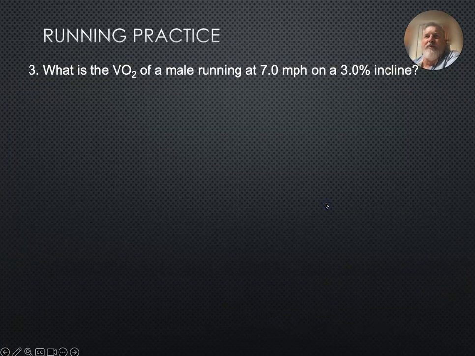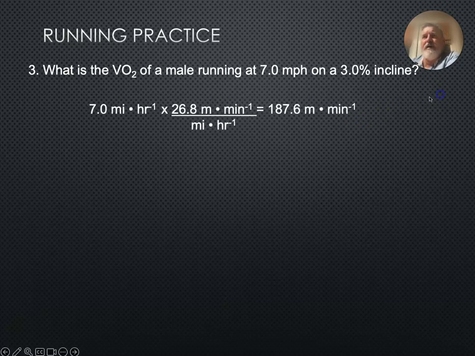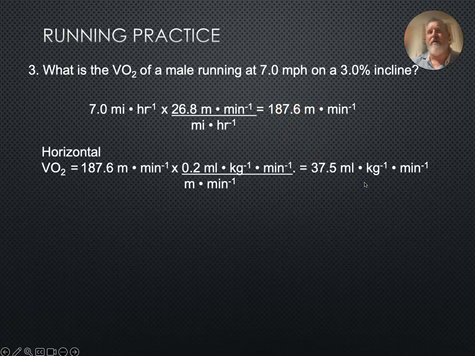So let's do an example. We have a male. We want to calculate their VO2. They're running at 7 miles per hour on a 3.0% incline. So how do I convert miles per hour to meters per minute? I multiply by 26.8. So 7.0 miles per hour times 26.8 meters per minute per mile per hour gives me 187.6 meters per minute. That's my horizontal component.